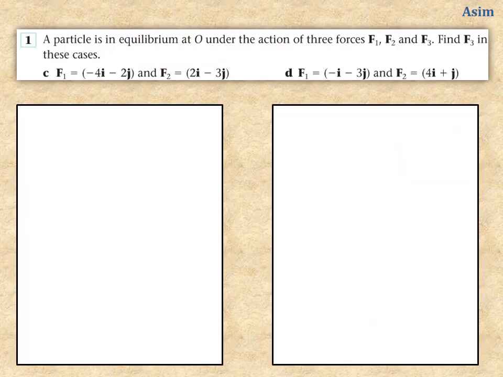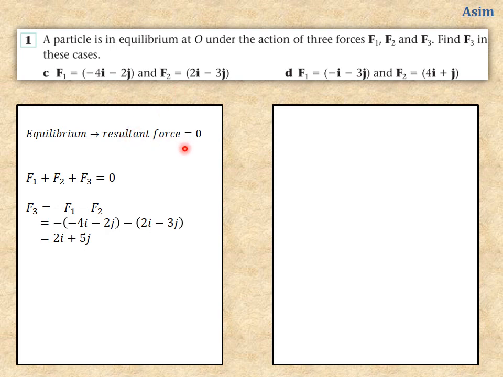Let's move on. See, in your textbook, this concept is actually taught in chapter 4 in dynamics, but because it is related to vectors, I am taking it now here. This question says the particle is in equilibrium under 3 forces. Now definitely equilibrium means resultant force should be 0, and now because there are 3 forces, the sum of the 3 forces should be 0. So if you solve, F3 should be minus of F1, F2 goes on the other side, you just substitute and you get the force. Equilibrium, resultant force is 0.